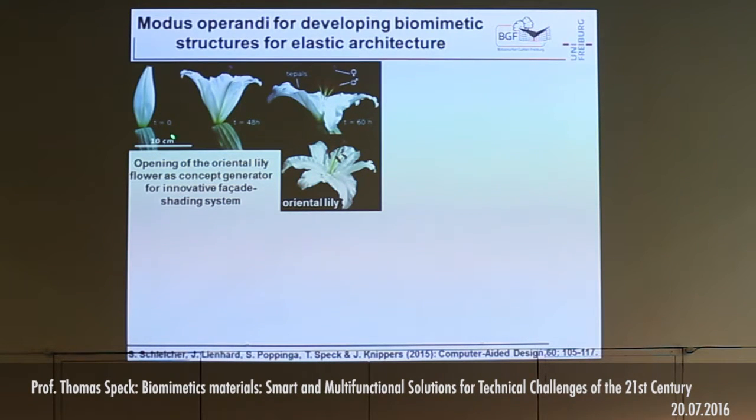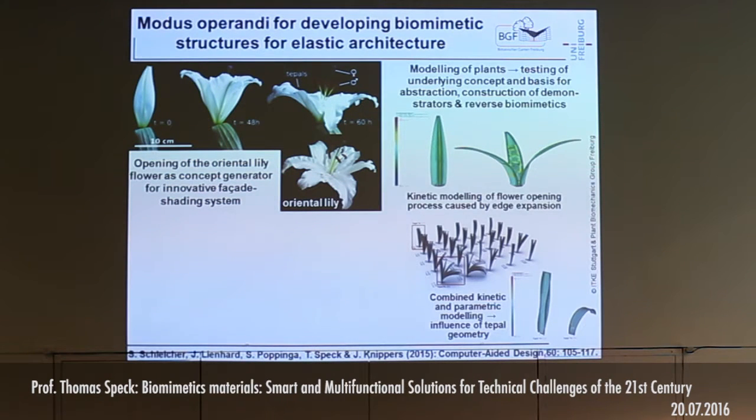Here, for example, we have looked at the opening of the oriental lily flower as a concept generator for another innovative façade-shading system. It's an edge-actuated system, which was nicely described by Mahadevan and colleagues a couple of years ago. And then we try to model it. This modeling helps us to test the underlying concepts and is a basis for the abstraction and construction of demonstrators, and also for reverse biomimetics, so that we get, again, more information for better understanding our biological role model. Here we see kinetic modeling of the flower opening process, which is caused, as I said, by edge expansion.